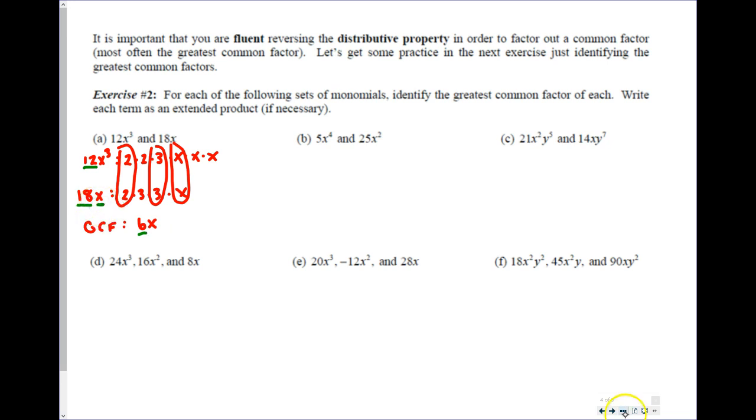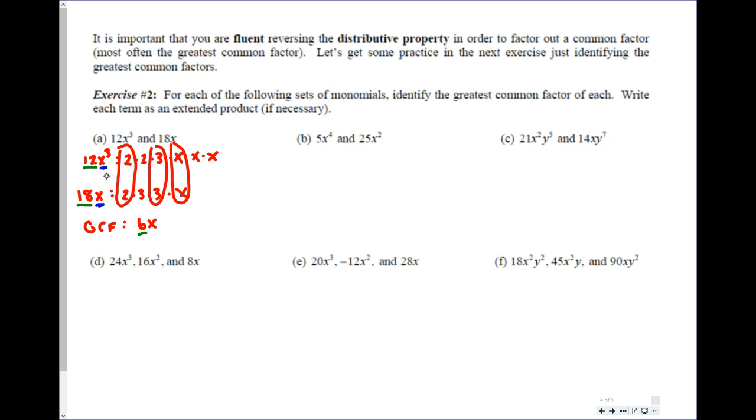x here? I'll do a different color. See how there's only one x here but 3 x's here? You take the smallest x. So they only each have one x in common, so that becomes my GCF. Now if this had said like x squared right here, then I would have put x squared.